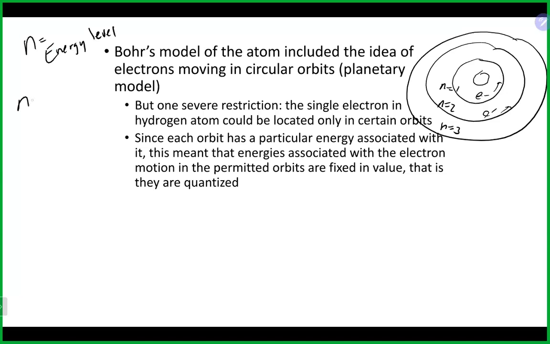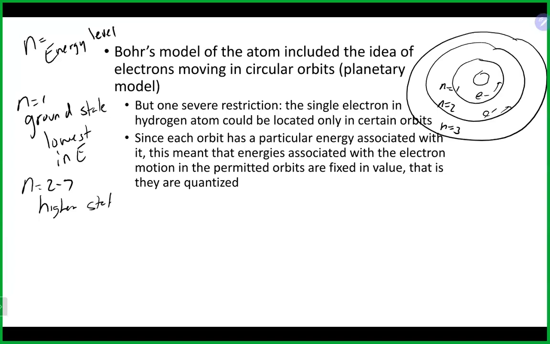And n equals 1 is the ground state. It is the lowest, and it's closest to the nucleus. As you go to n equals 2, 3, 4, 5, 6, 7, you're getting further away from the nucleus and higher in energy. So anything above n equals 1, from 2 to 7, is a higher state of energy.